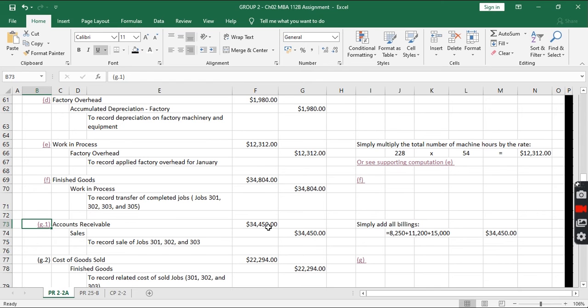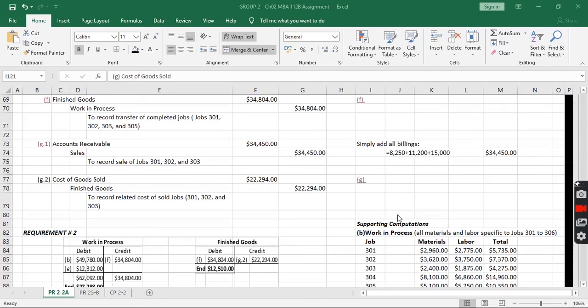So with that, for our total sales, since these were just billed and no payment was received, we have to account for it as accounts receivable, and sales totaling 34,450. For the related cost of goods sold for the sold items, we simply have to add the costs of jobs 301, 302, and 303. The calculations for such is found here.